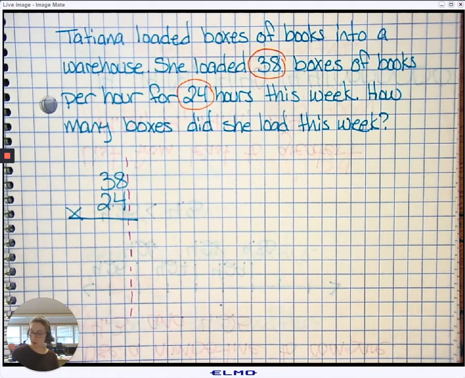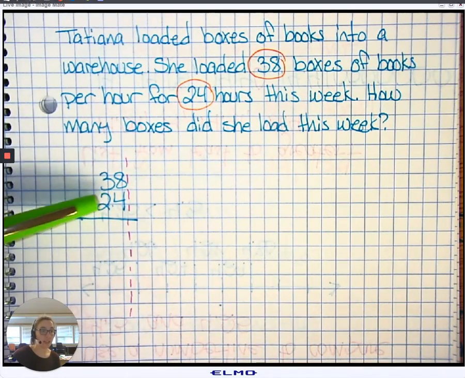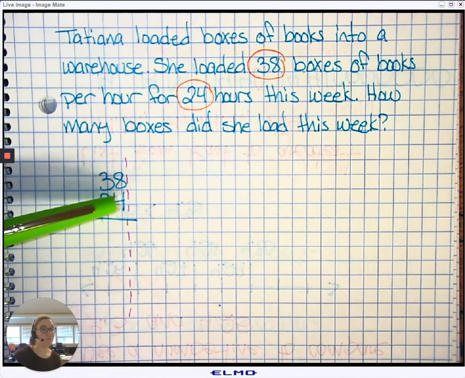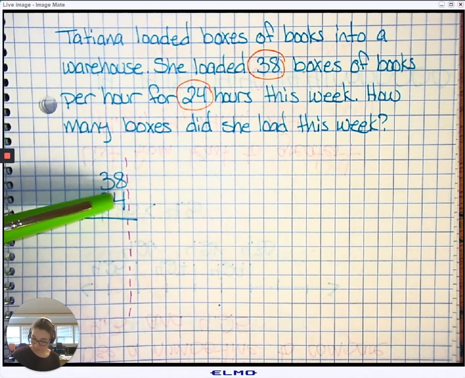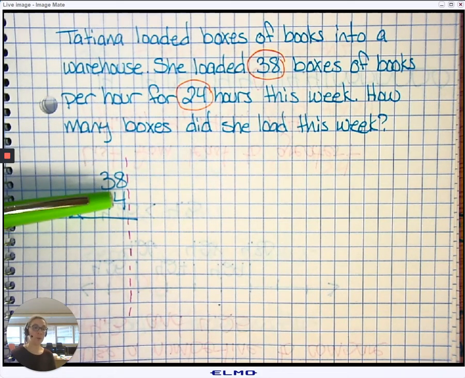So, 38 times 4. I am going to completely ignore the existence of this 2. Why? Because I don't want to worry about the tens place yet. I'm only going to worry about the ones, the farthest right decimal place. I'm going to worry about that and only that right now. So that 2 does not currently exist. Don't care about that 2 right now. I'll get back to it later. Don't forget about it. Just ignore it for now. So now it looks like we have 4 times 38.